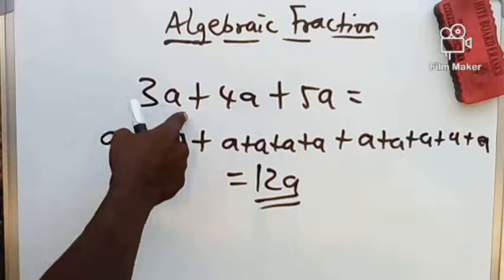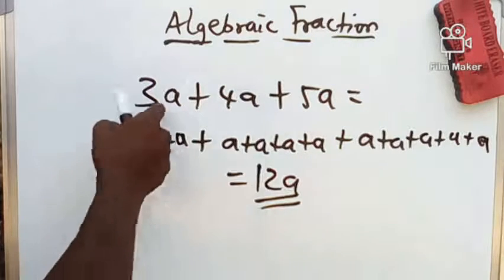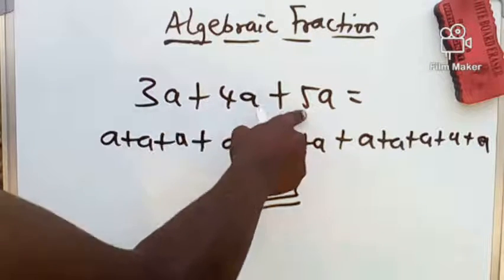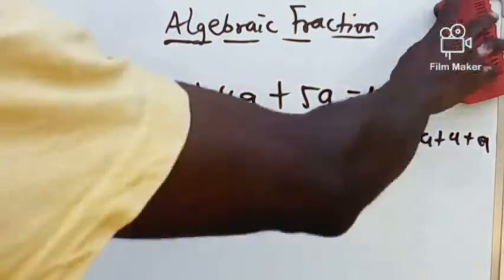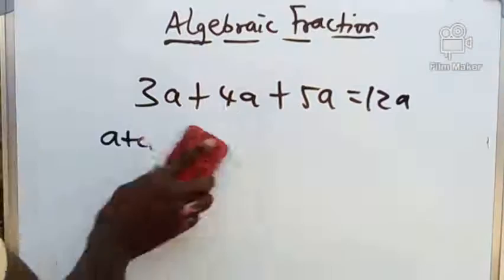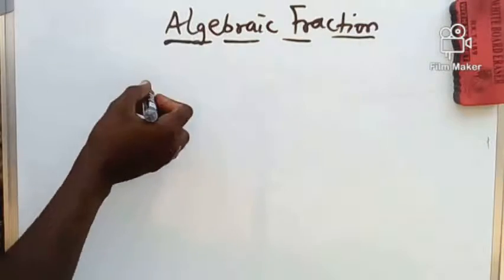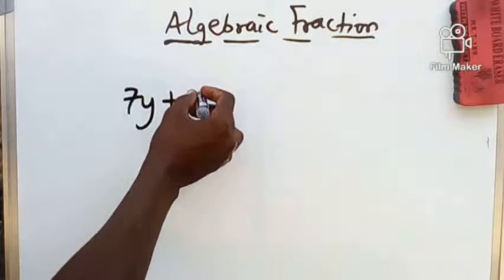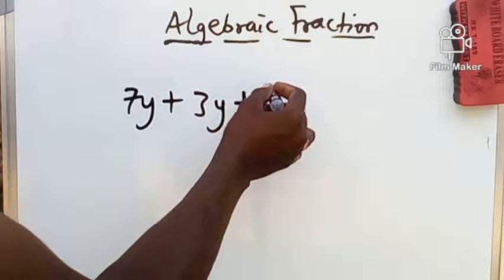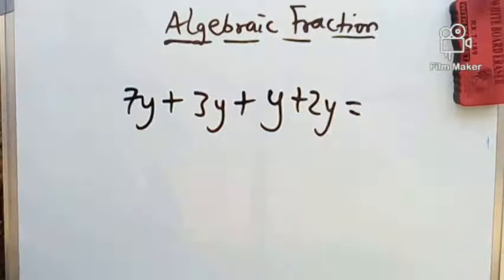So when you have 3a plus 4a plus 5a, you simply add the numbers. 3 plus 4 is 7, 7 plus 5, and that will give you what? 12a. And that's it. So feel free to pause the video and tell me what this is. Add 7y plus 3y plus y plus 2y. What's the answer? Feel free to pause the video and evaluate that.